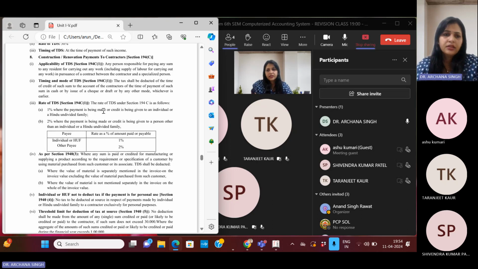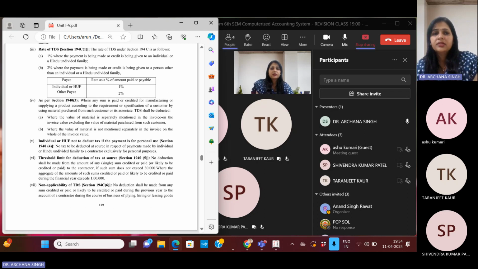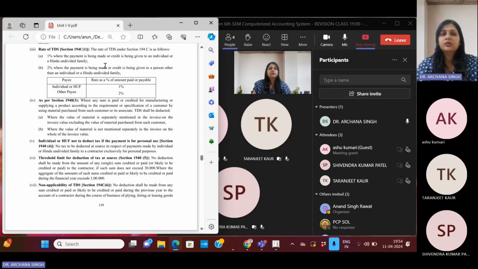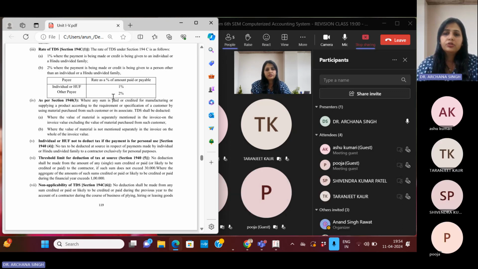Then rate of TDS. What will be the rate of TDS under section 194C? It is as follows: 1% where the payment is made or credit is being given to an individual or HUF, Hindu Undivided Family. And 2% where the payment is made or credit is being given to a person other than an individual or Hindu Undivided Family. So the rate is 1% in case of individual and HUF; other than individual and HUF it would be 2%.